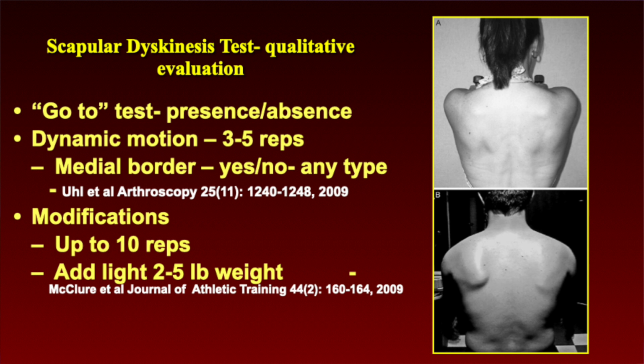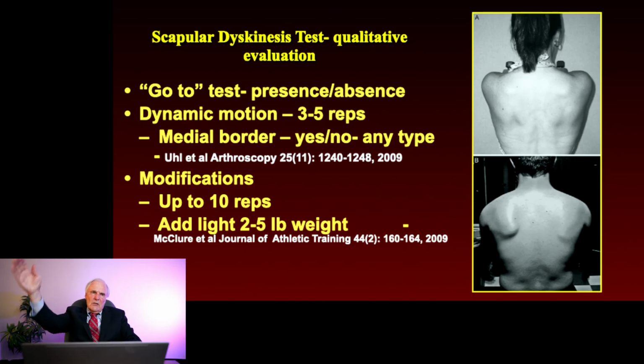It's a qualitative evaluation. It's the go-to test. It's really to tell you whether the presence or absence is there. You have the arm elevate and depress 3 to 5 times, and you watch the medial border. If you see one of the types that we listed, then that's a yes. If you don't, that's a no. And then if you want to, you can go up to 10 reps, add a little weight to put a little bit more stress on there. That will demonstrate whether the scapula is doing what it's supposed to or if it's dyskinetic.